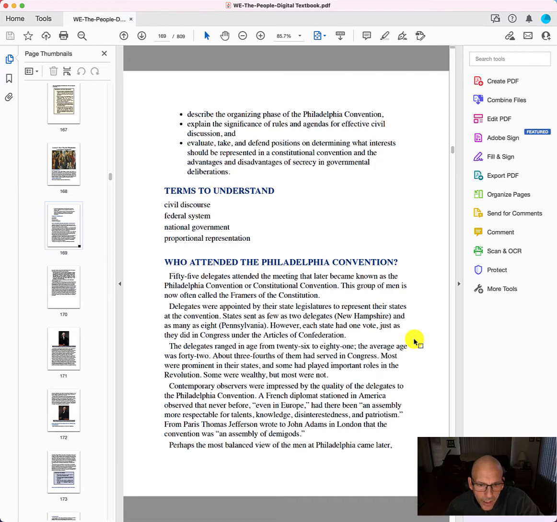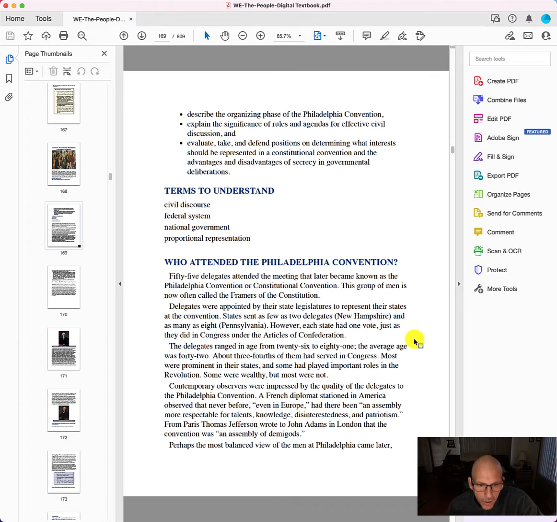A French diplomat stationed in America observed that never before, even in Europe, had there been an assembly more respectable for talents, knowledge, disinterestedness, and patriotism. From Paris, Thomas Jefferson wrote to John Adams in London that the convention was an assembly of demigods. You may want to check your study guide.